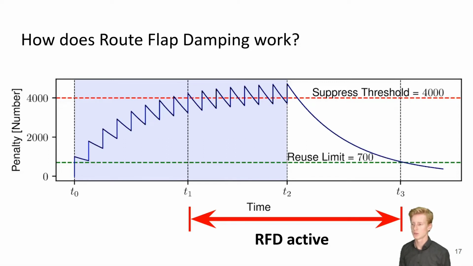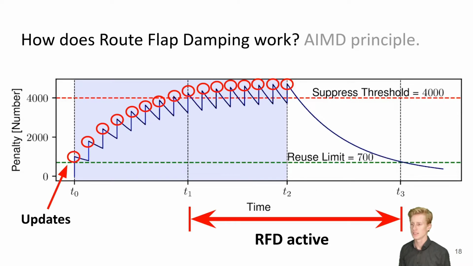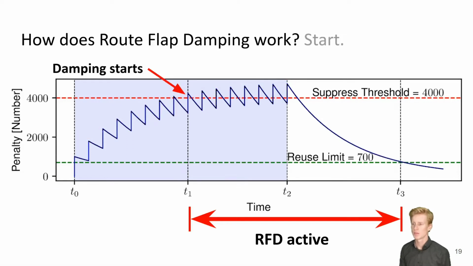Each router keeps a penalty for each peer prefix pair. This plot shows how the penalty may behave over time for a prefix. The red dots indicate where updates are received by the router for the respective prefix from one peer. Each BGP update increments the penalty by a constant. Now you can see that in between the updates the penalty drops again. This is because the penalty always decreases based on a configured half-life. If the penalty surpasses a configured threshold, the suppress threshold, the prefix gets damped, or in other words withdrawn. Note that the router does not discard further updates, but just doesn't use them.